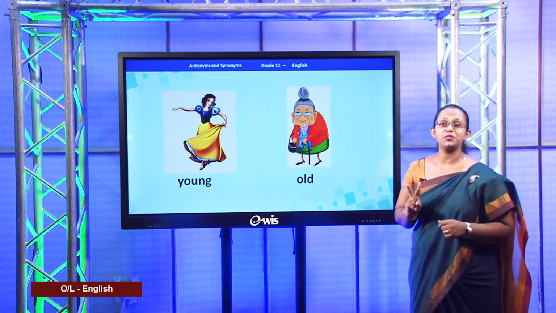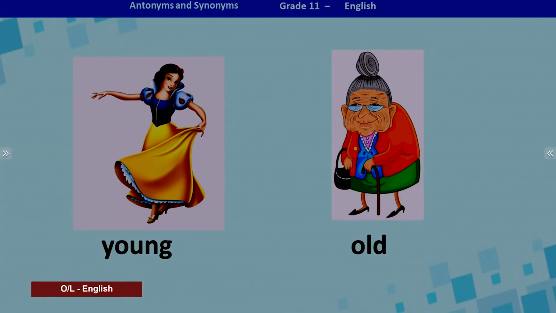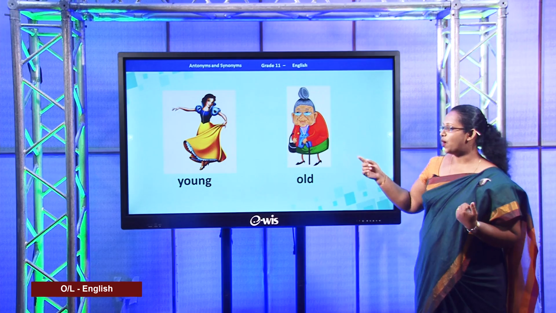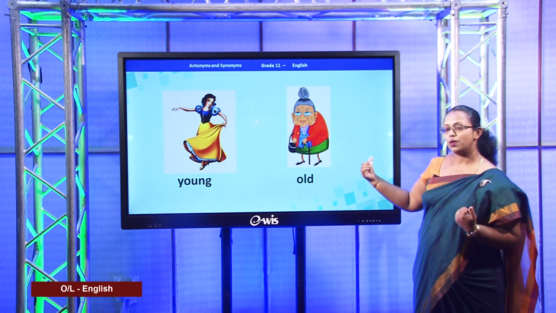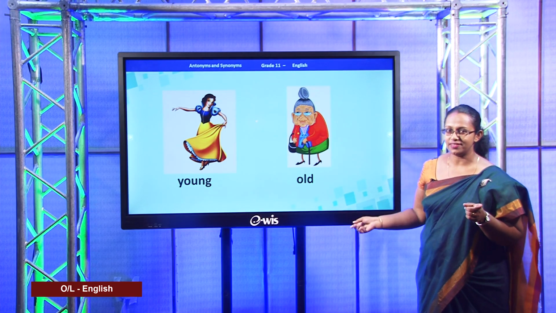Here, there are two ladies. The first one is nicely dressed and she is dancing also. So, we can call her a young lady. But the other one, though she is much fashionable, she is using a walking stick. And you can see there are wrinkles on her face. So, we can call her an old lady. The opposite of young is old. Got it children? Right.